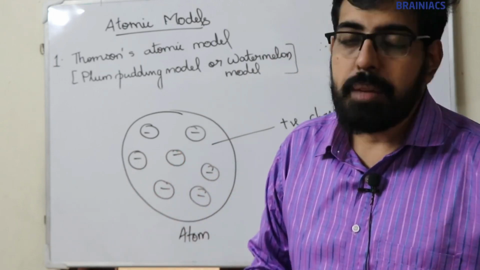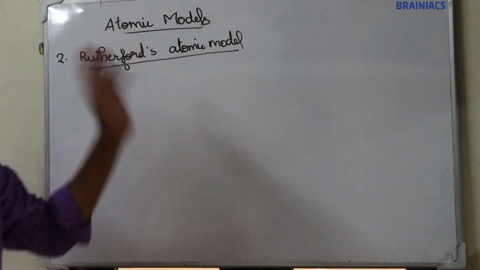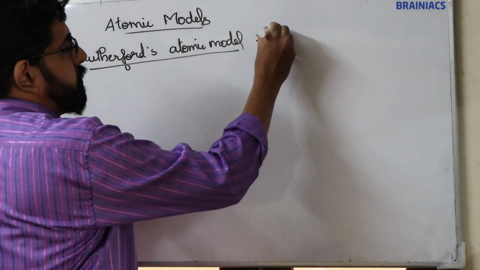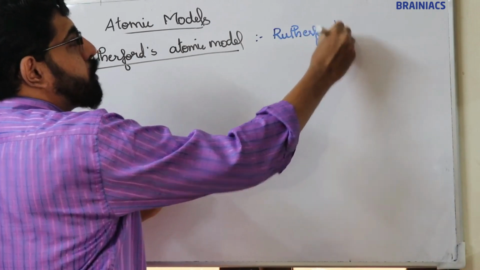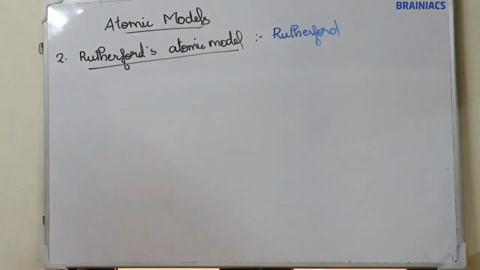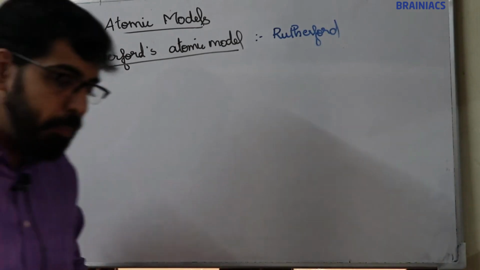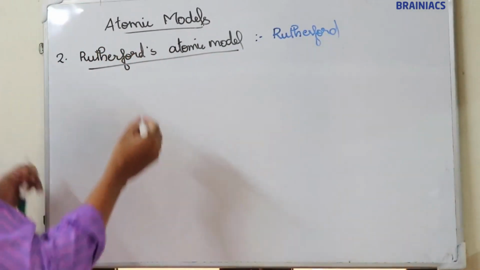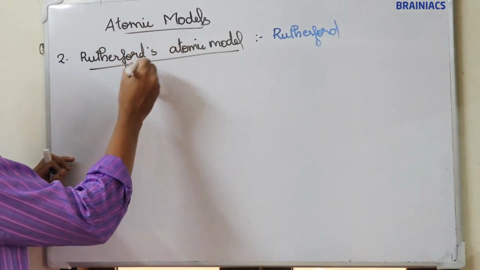Then comes the second model, Rutherford's atomic model. Moving on to the next model, this model was proposed by Rutherford himself, and he proposed this model by conducting a set of experiments, known as alpha ray scattering experiments.